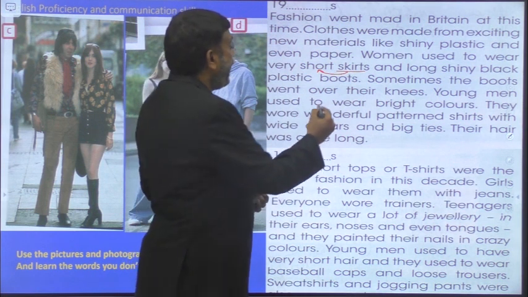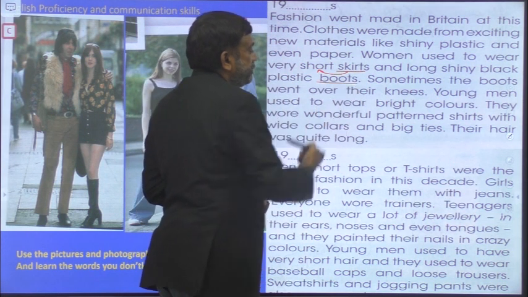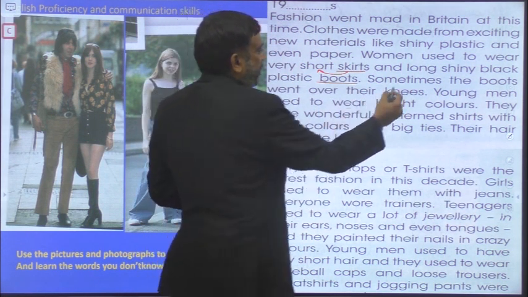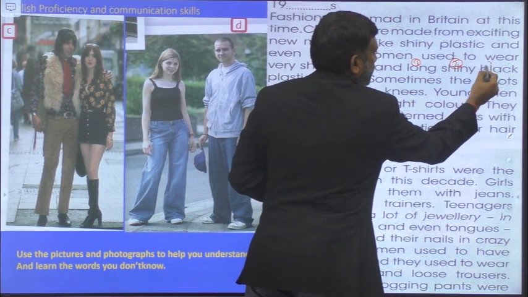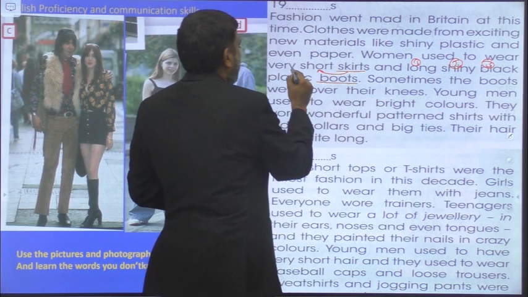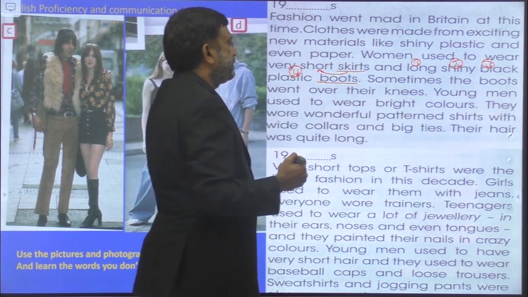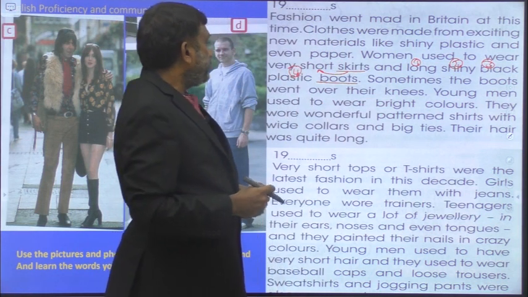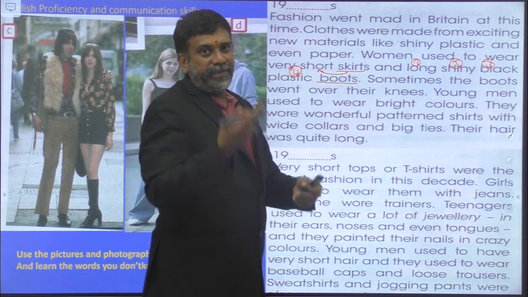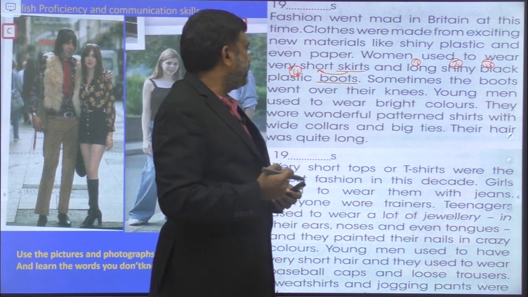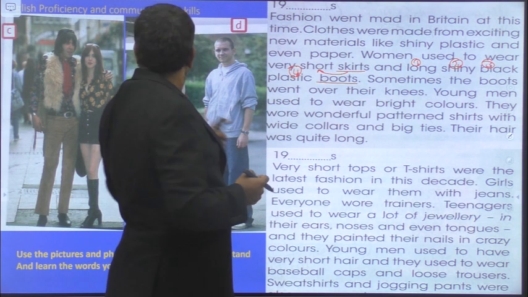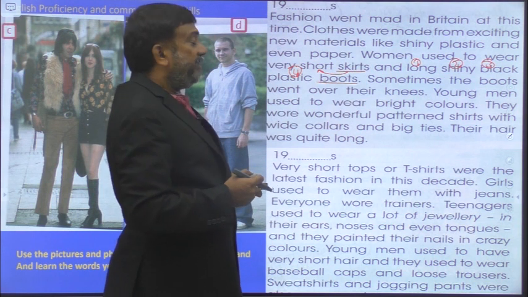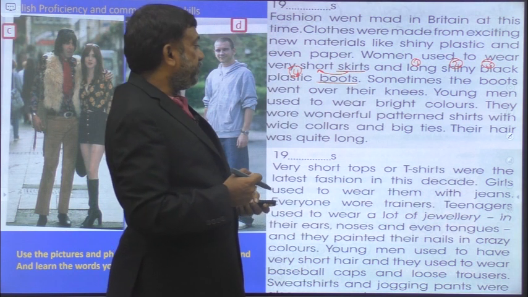Wow, how many adjectives are used for these boots? See here, one is long, second one is shiny, third one is black, and fourth one is plastic. Sometimes the boots went over their knees. That means they used to wear shoes up to their knees. Young men used to wear bright colors. So bright colors became a fashion at this time in Britain.